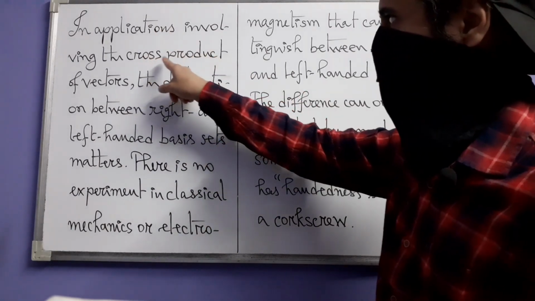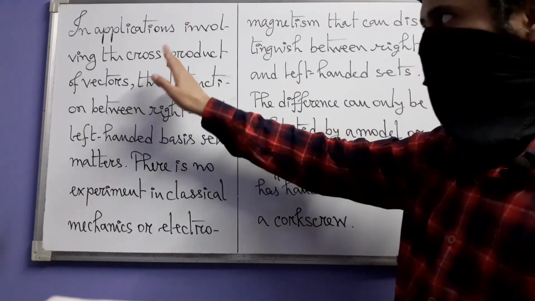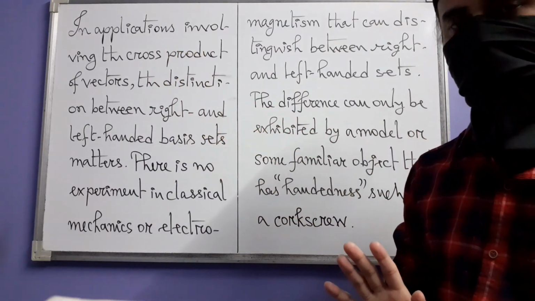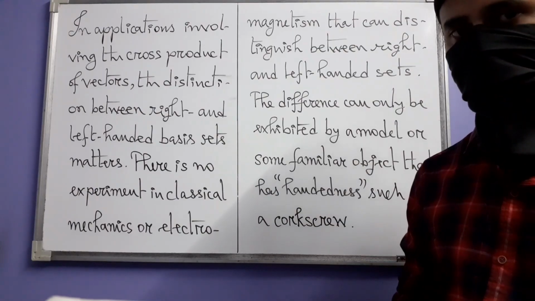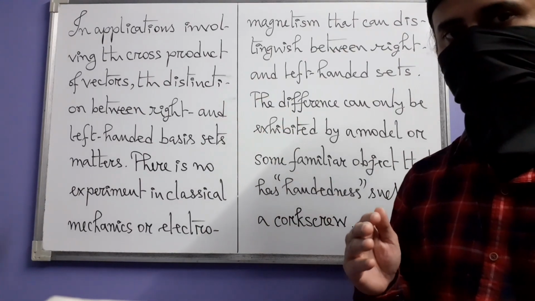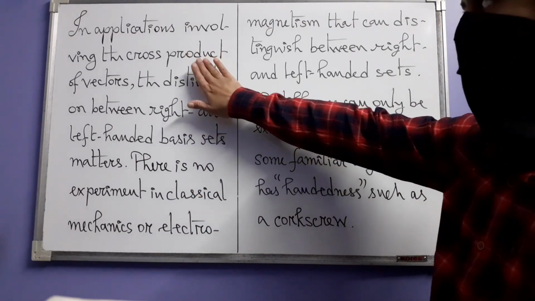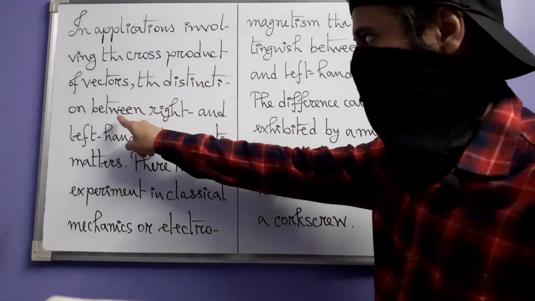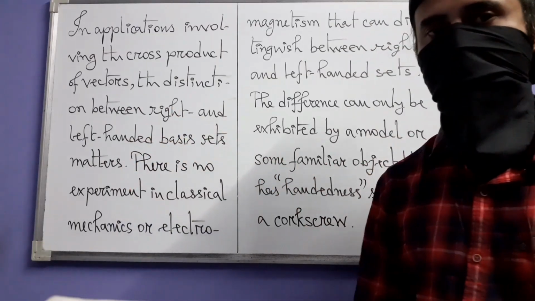In applications involving the cross product of vectors, we are yet to see this operation, but actually I think you already know what the cross product of two vectors is. That is also sometimes called the vector product of two vectors. To define this, the distinction between right and left-handed basis sets matters.